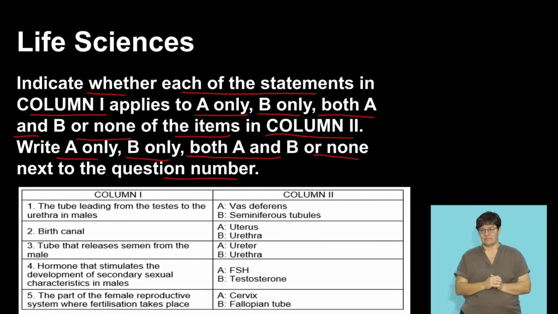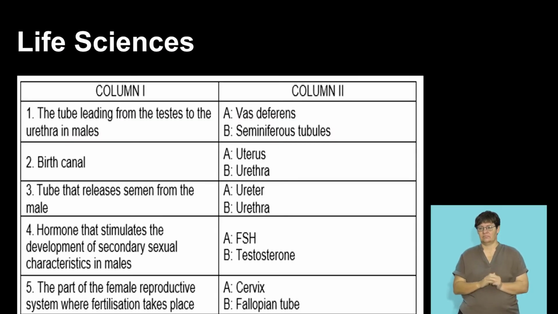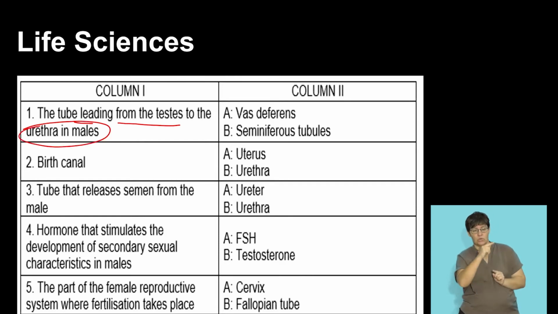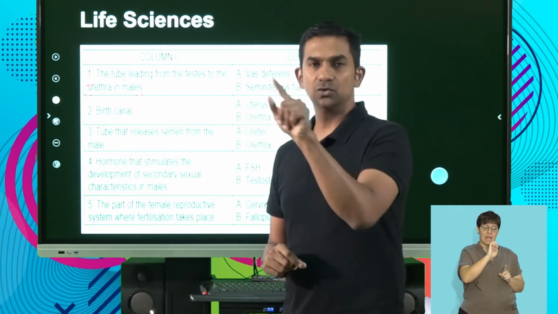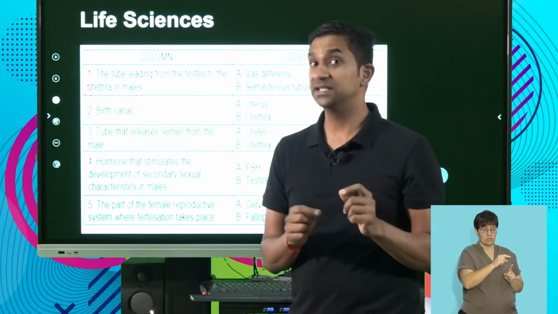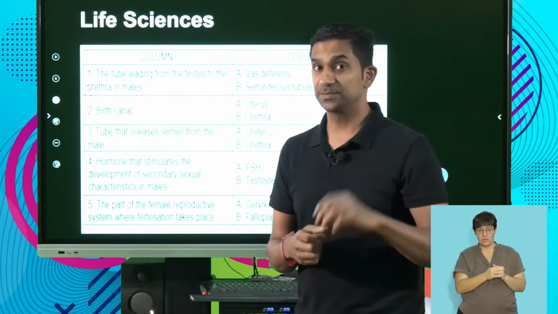Okay, so I'm going to go on to the next slide, and I've enlarged it for you. So column 1, the first question: the tube leading from the testes to the urethra in males. So guys, if we go back and reflect on the male reproductive system, the tube that leads from the testes to the urethra would be the tube that carries from the epididymis all the way up to the ejaculatory duct, and that's the vas deferens or the sperm duct.